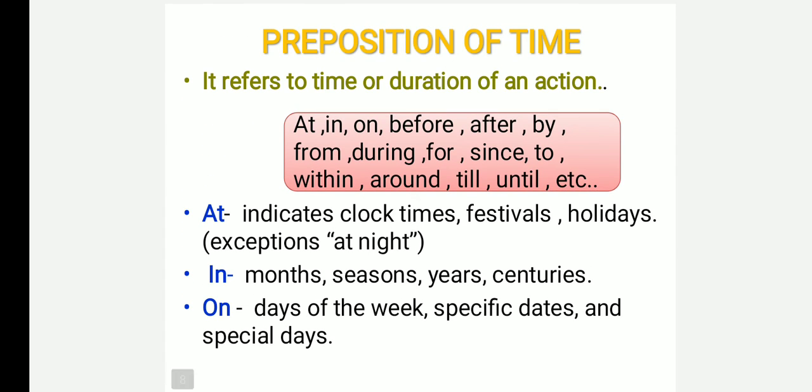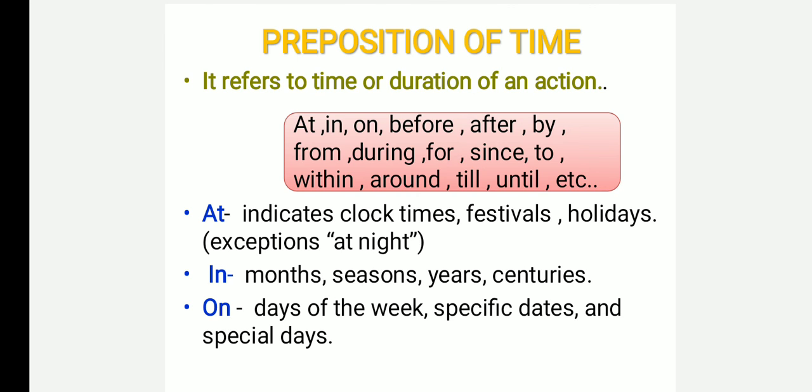Next, we are going to learn about preposition of time. It refers to the time or duration of an action. The preposition of time always gives the answer to the question when. It represents when the action took place. I have given a few prepositions of time: at, in, on, before, after, by, from, during, for, since, to. So these prepositions we use as prepositions of time.